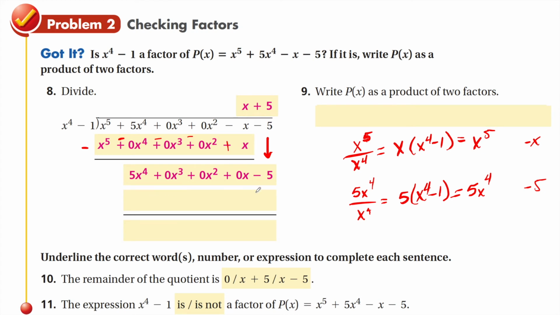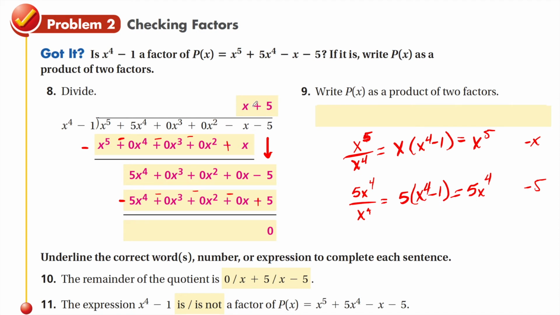But more importantly, we're going to be separating everything else with zeros. So we have 5x to the fourth plus 0x cubed plus 0x squared plus 0x minus 5. And since we're subtracting, we must change all of the signs to their opposites, making it a negative 5x to the fourth, which is how it gets canceled out. The 0, 0, 0, and then we have a negative 5 plus 5, which again is 0. So the remainder for this one is in fact 0. And since we have a remainder of 0, we now know that x to the fourth minus 1 is a factor, and the other factor is going to end up being x plus 5.